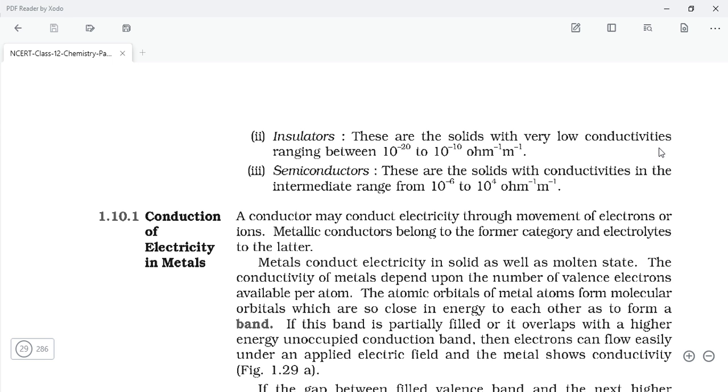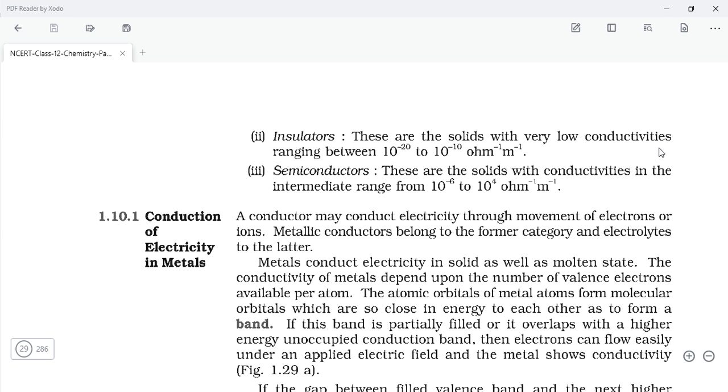These are the solids with very low conductivities ranging between 10 to the power minus 20 to 10 to the power minus 10 ohm inverse meter inverse. Insulators are the substances which do not conduct electricity and have very low conductivities. Semiconductors are those solids with conductivity in the intermediate range from 10 to the power minus 6 to 10 to the power 4. They can act as conductors in some cases and as insulators in some cases.